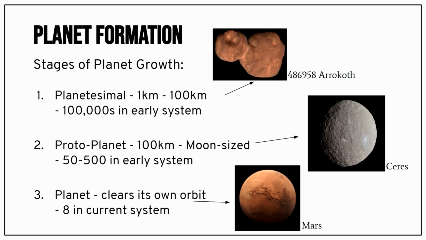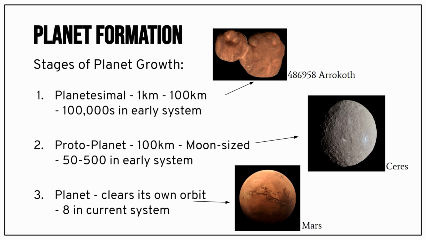So during the accretion phase, that's when you have planet formation. You start off with the planetesimal, which is super small, generally between 1 and 100 kilometers. In the early system, there were hundreds of thousands of these. The next stage, as they continue getting larger and larger, is a protoplanet. A protoplanet is basically a dwarf planet. They qualify as a planet in every way except one usually, and a lot of the time that one way they don't qualify is by not clearing their orbit.